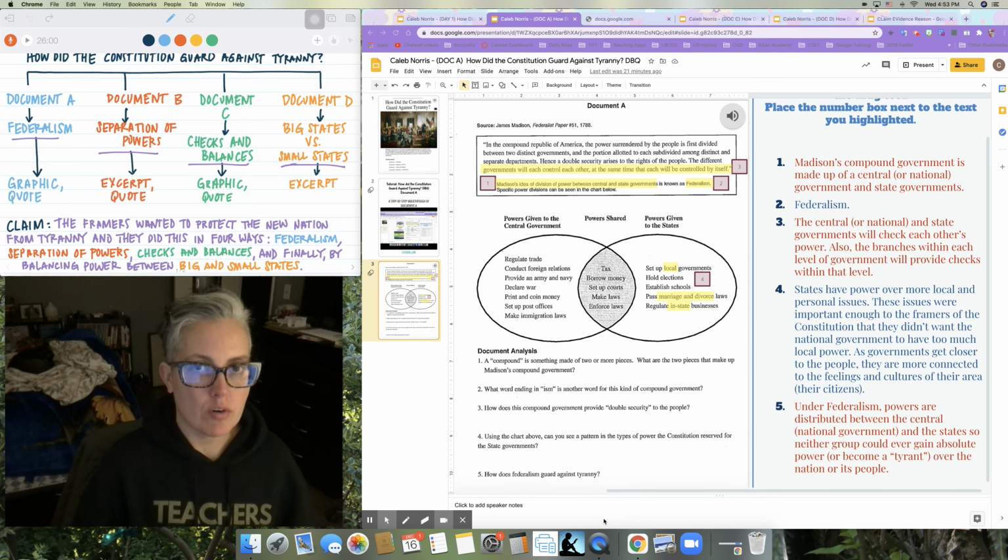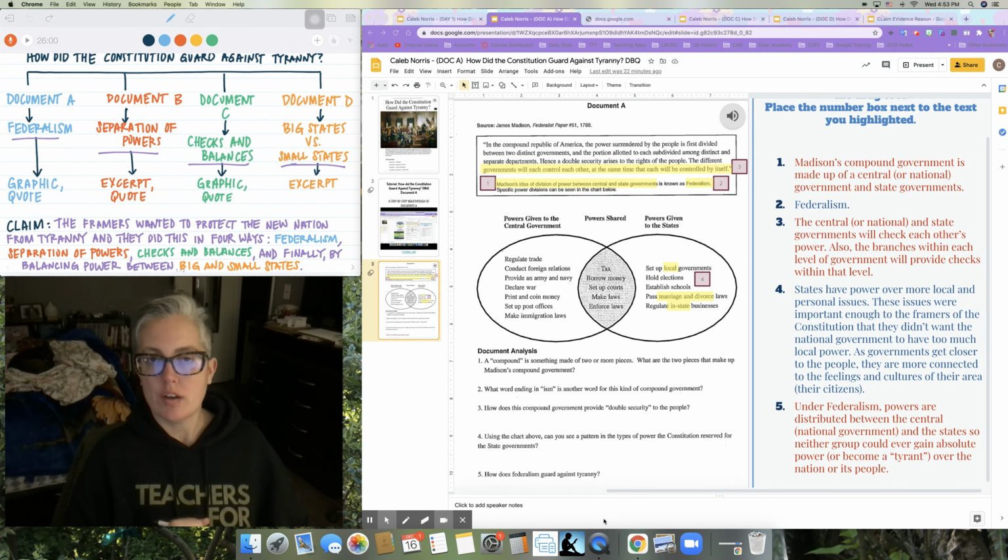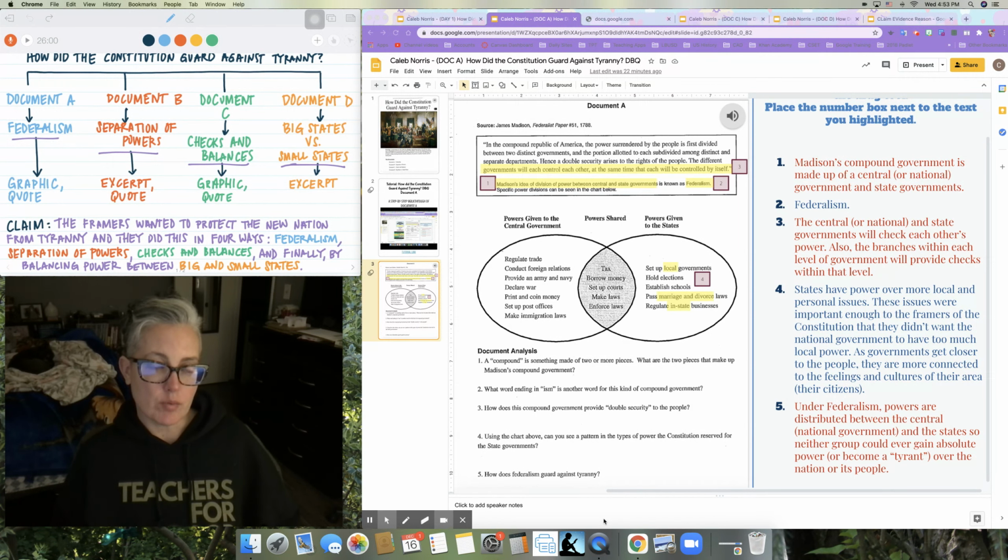So today we're going to go on to our next step of organizing our information into sort of an outline and then turning that outline into a paragraph. Again, this is the first DBQ that we've done together, so we're only going to do a paragraph. We're not going to do a full essay.